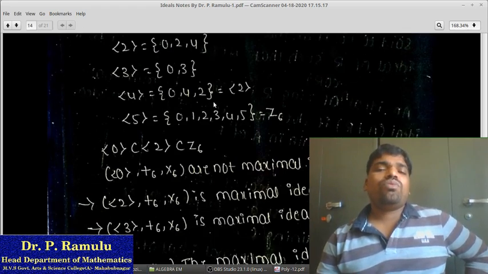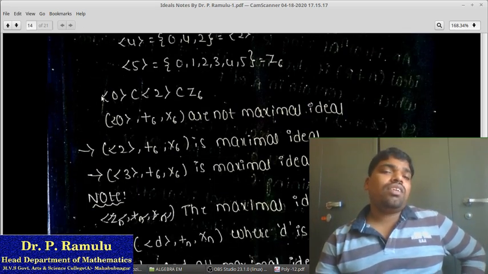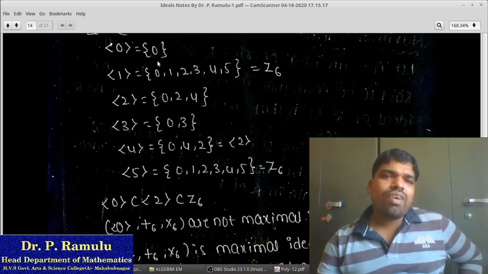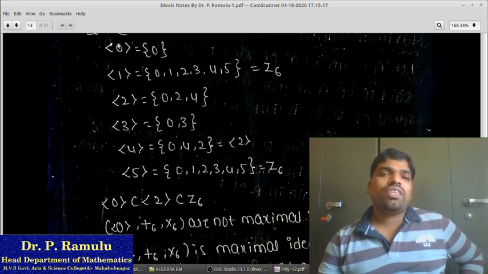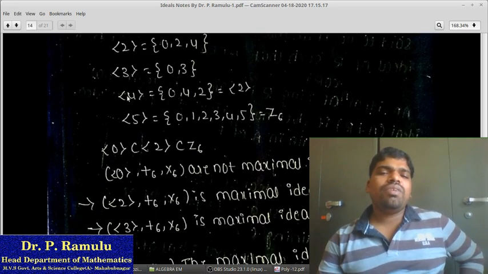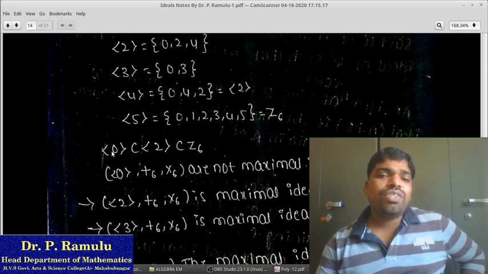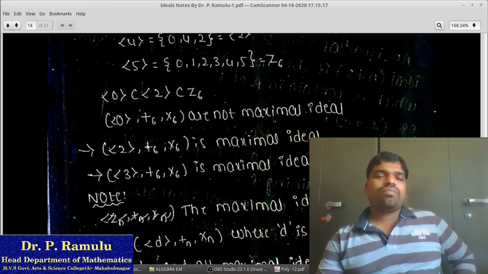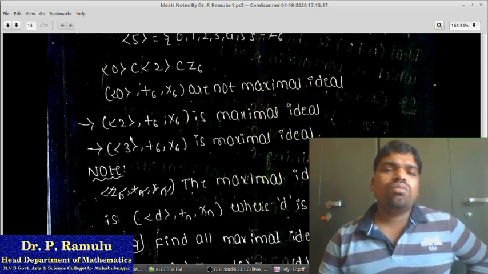So I'm verifying whether generator 0 is a maximal ideal. Generator 0 is a maximal ideal if there does not exist an ideal between the singleton {0} and Z6. But there exists such an ideal, generator 2. So therefore generator 0 is not a maximal ideal. I'm taking generator 2.